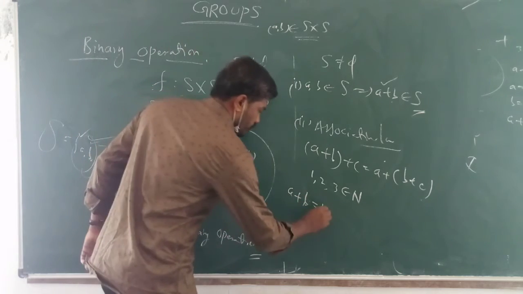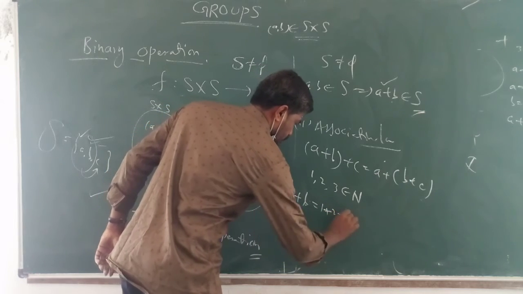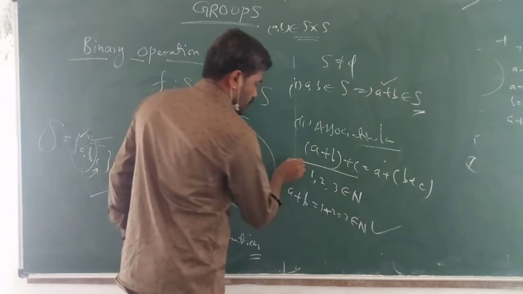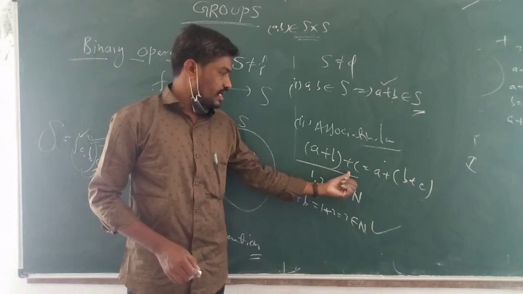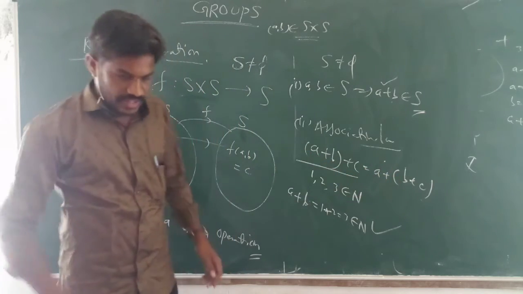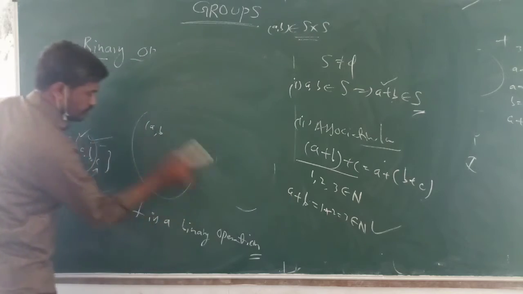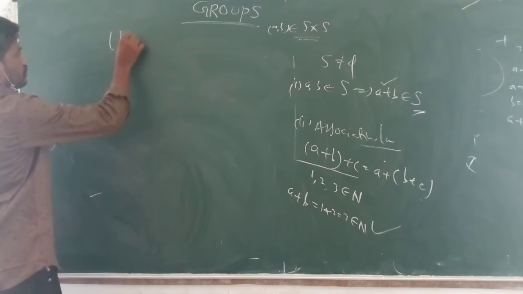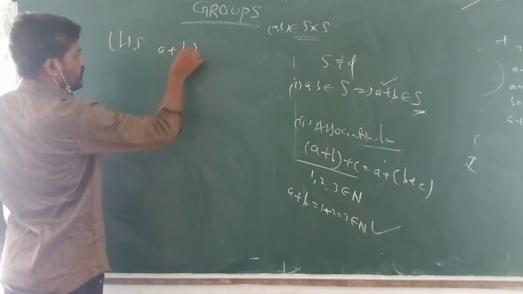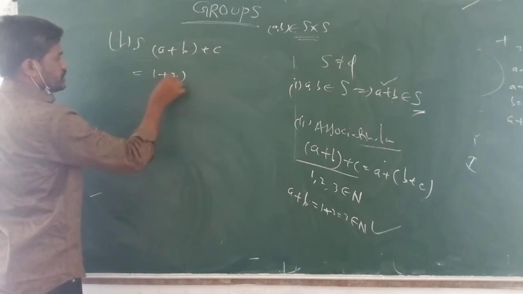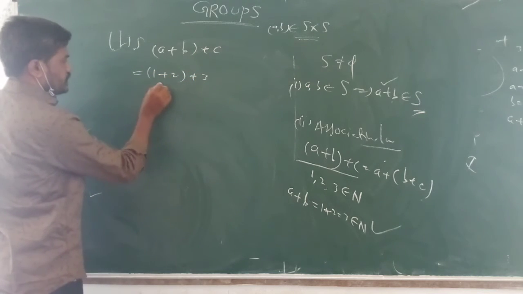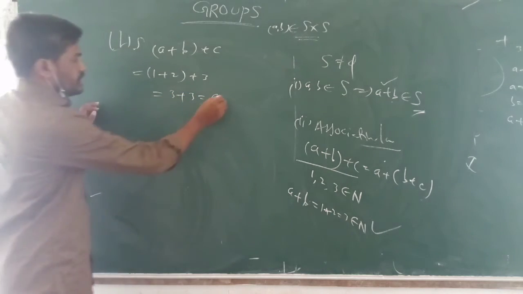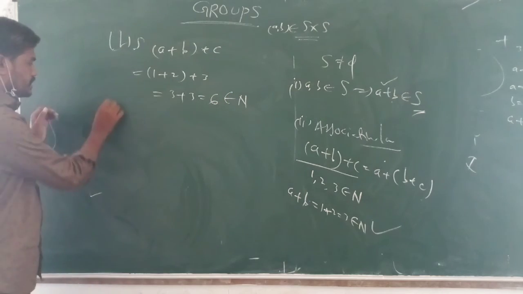First, closure property: 1 + 2 is equal to 3. So 3 belongs to N. Closure law satisfied. Associative: what is (a + b) + c? LHS is equal to RHS. LHS term: (a + b) + c, (1 + 2) + 3. 1 + 2 is 3, 3 + 3 is 6. LHS is equal to 6. This belongs to N. Next, RHS.